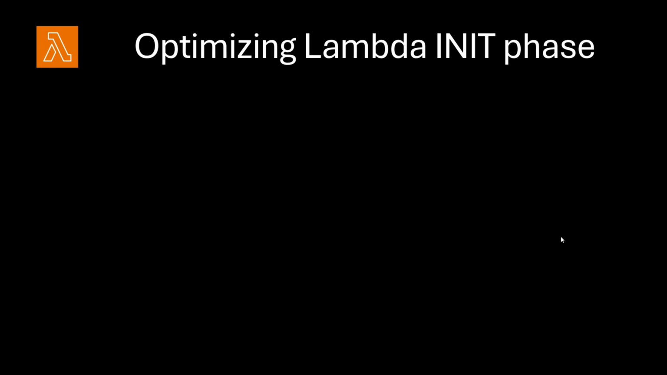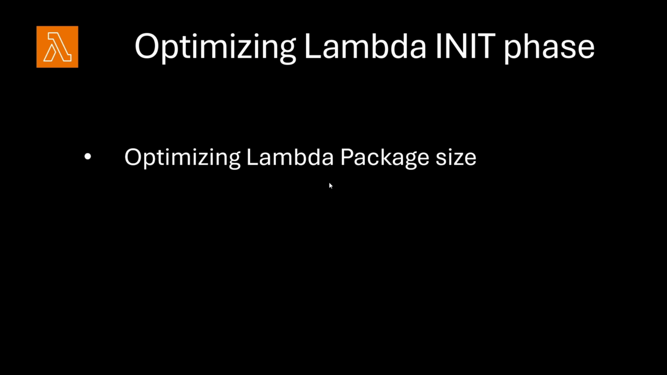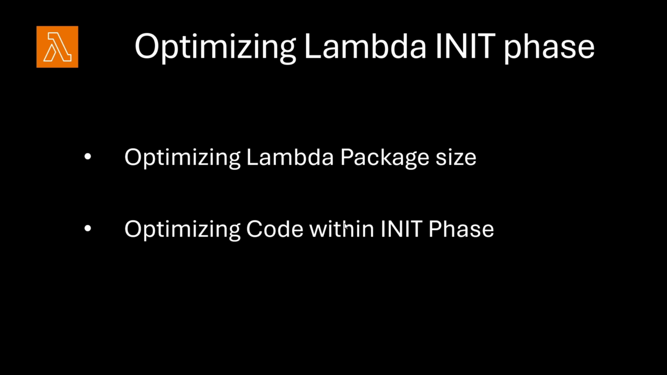As I mentioned earlier, during the init phase, Lambda sets up the execution environment where it downloads the function code, creates the runtime, and initializes everything. So how can we make this more efficient? AWS recommends two strategies to optimize Lambda functions to lower the initialization duration. The first one is optimizing Lambda package size, and the second one is optimizing the code that runs within the init phase. Now let's investigate these strategies in more detail.